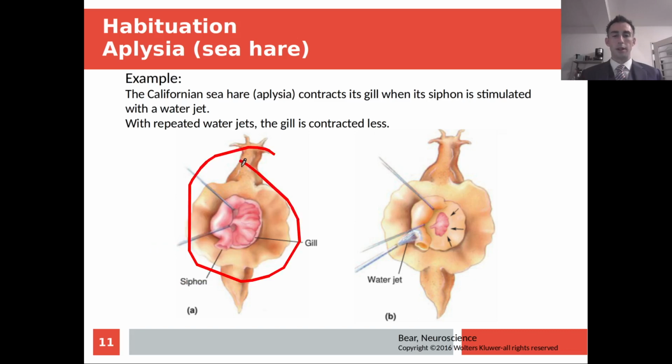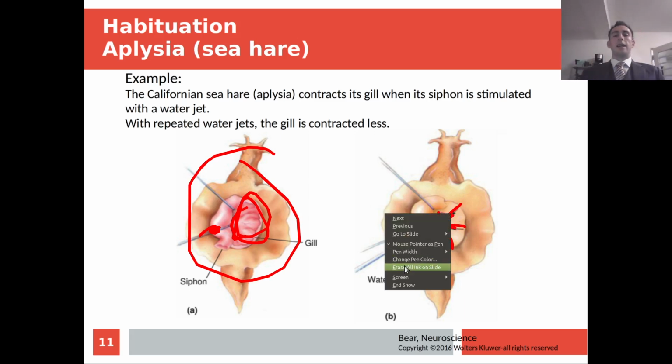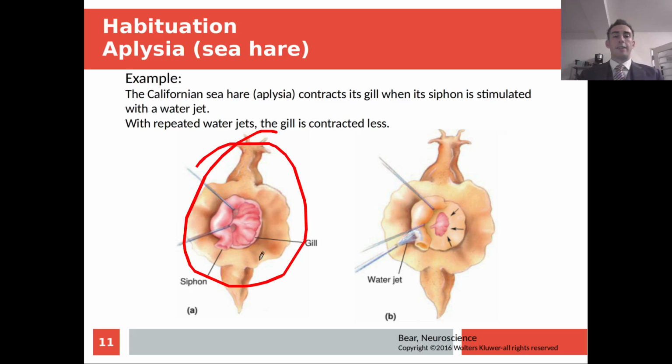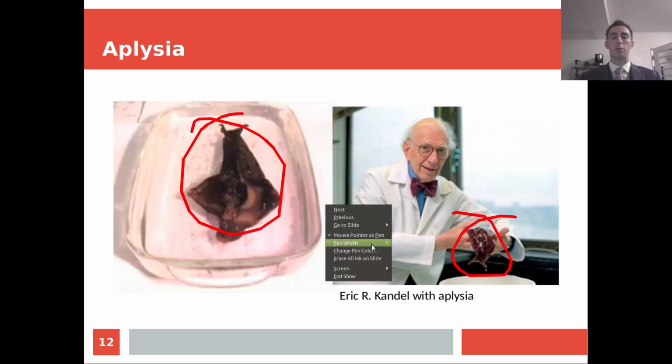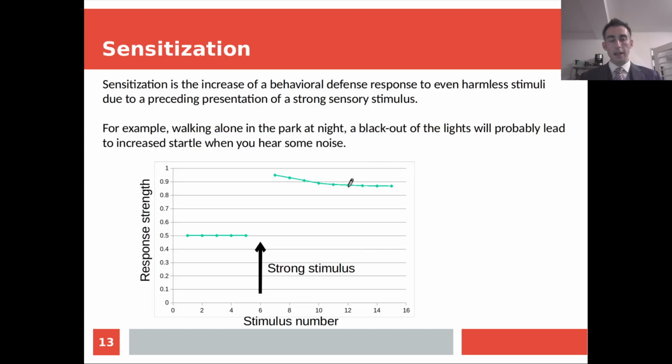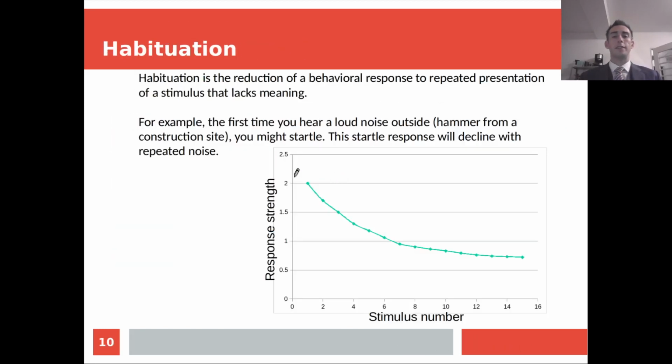So this is before you stimulate it, and then this thing that's absorbing oxygen from the water gets smaller because it's scared, it doesn't want to have its gill eaten or something. But if you keep doing it, then it retracts less until it doesn't retract at all. This was studied by Eric Kandel, one of the main authors of the Kandel Neuroscience book, one of the most commonly used books in graduate high-level neuroscience courses. Here's a picture of a real aplysia and him holding one. So that's habituation. Basically, the response decreases as the stimulus is repeatedly presented.